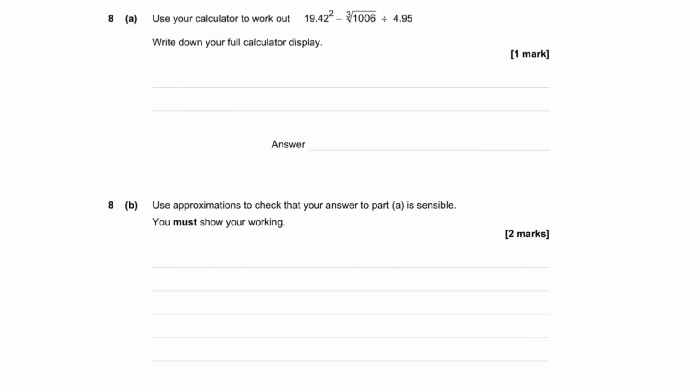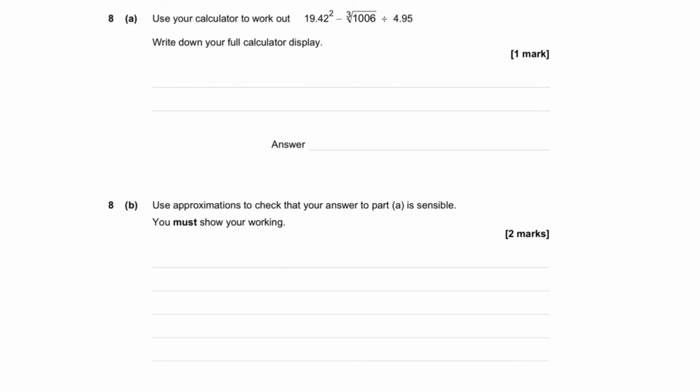So our next question says, use your calculator to work out 19.42 squared minus the cube root of 1006 divided by 4.95. Write down your full calculator display. So be careful how you type this into your calculator here, because our basic maths knowledge tells us that in a long line of things happening like this one, we need to do the multiplication and the division first before we do the addition and subtraction. So we need to divide the cube root of 1006 by 4.95 first before taking it away from 19.42 squared.